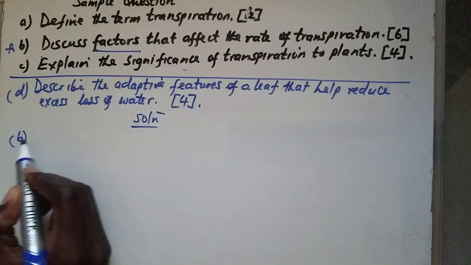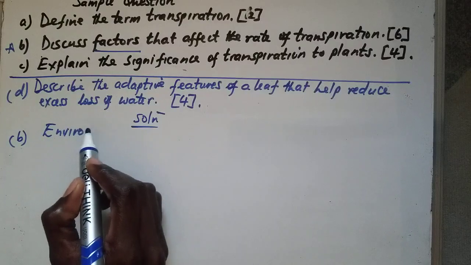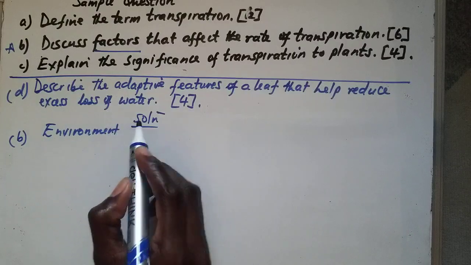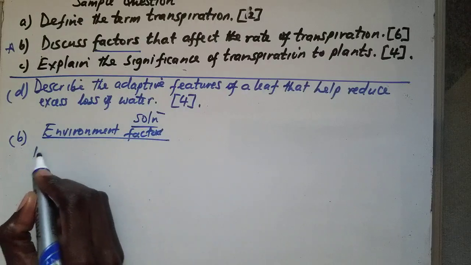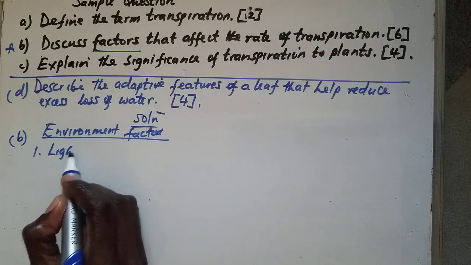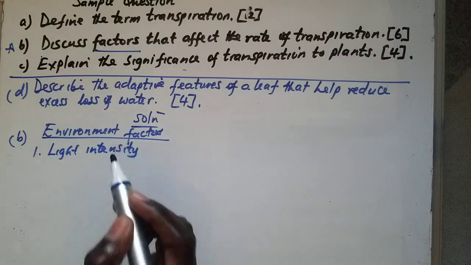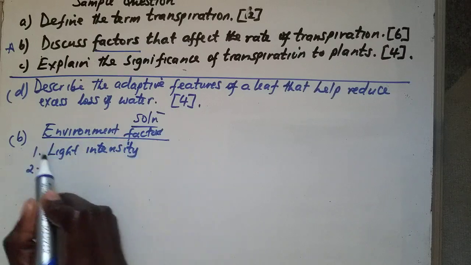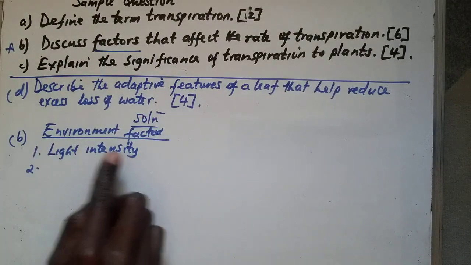So when it comes to factors that affect the rate of transpiration, let me just summarize them. They are environmental factors. That's what you need to remember. Some of the environmental factors include light intensity. So that's what we talked about. Light intensity stimulates or controls the closing and opening of the stomata.